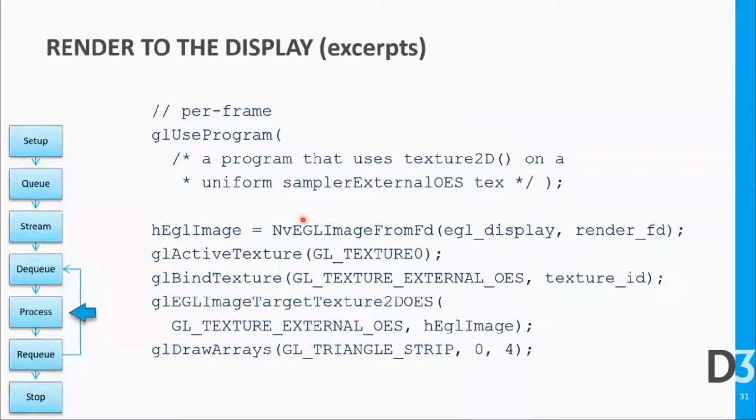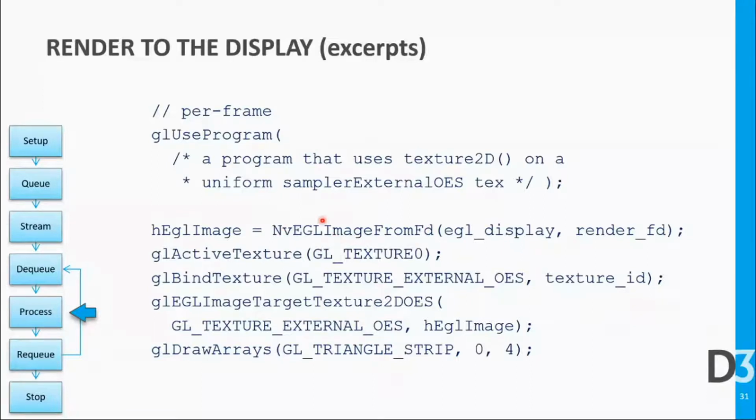Okay, rendering to the display. This is OpenGL stuff now. We have a very basic vertex and fragment shader pair, a shader program that calls the OpenGL texture2D built-in function to pull data for that pixel from a texture variable defined as this samplerExternalOES. And samplerExternalOES is an OpenGL extension type that can be hooked into these EGL images representing DMA bufs.